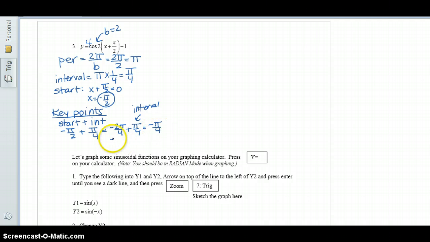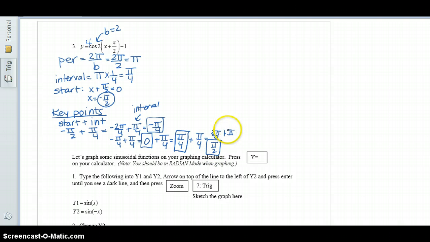I add my interval to that point. My interval is pi over 4. That gives me 0. So unlike many of the other examples, 0 is actually a key point. So we will actually be putting a dot on the real y-axis. All right, so here's one key point. Here's 2. I'm going to need a total of 8. So I'm just going to keep adding my interval, which is pi over 4. So my next key point is pi over 4. Then I add pi over 4 to that. I get 2 pi over 4, which reduces to pi over 2.